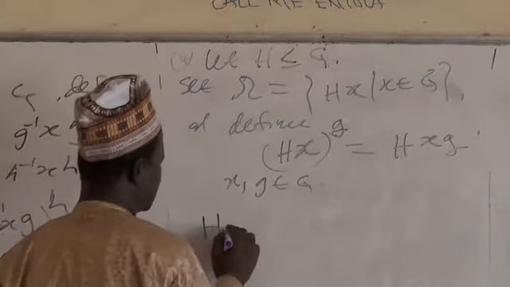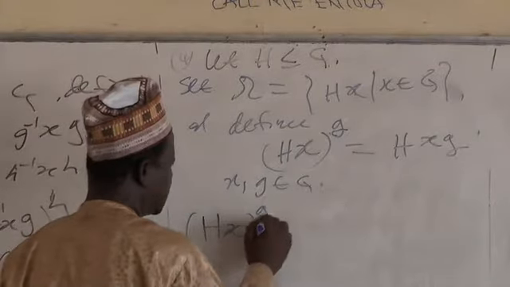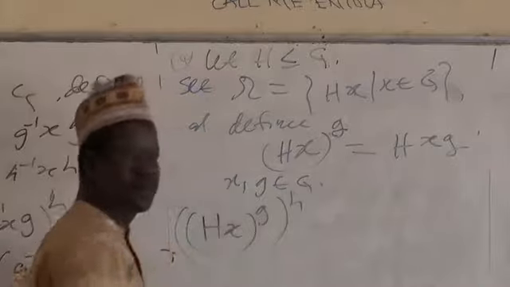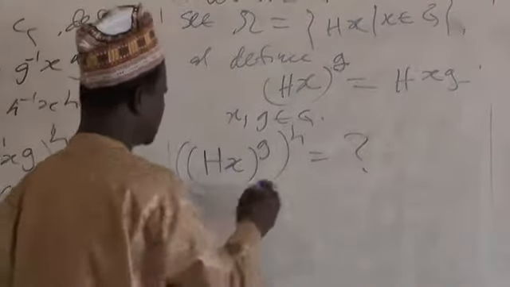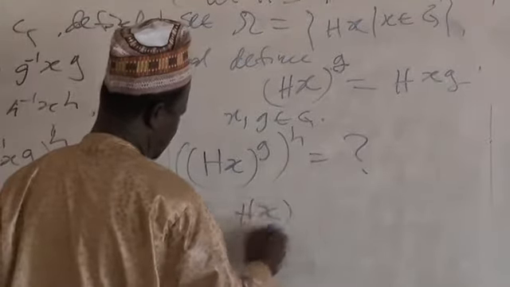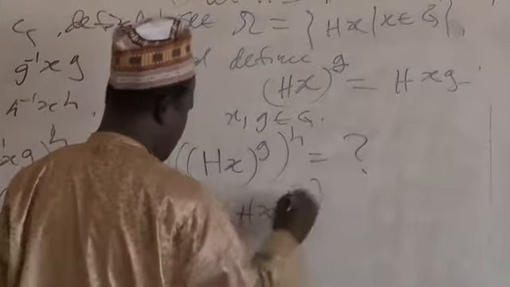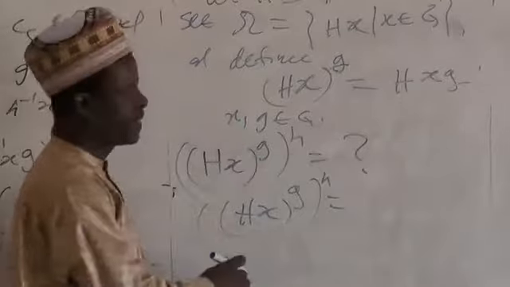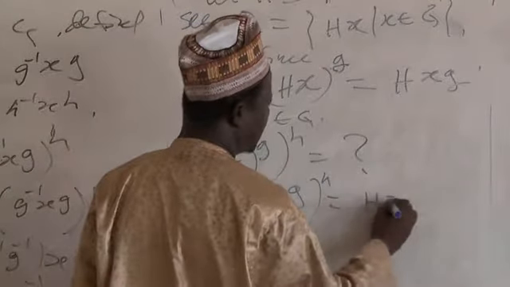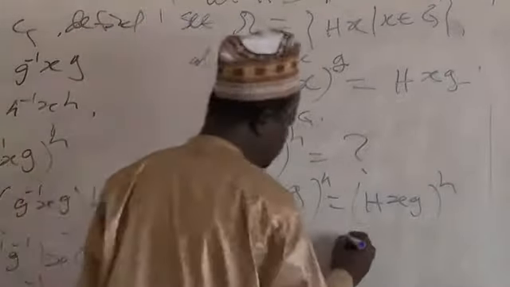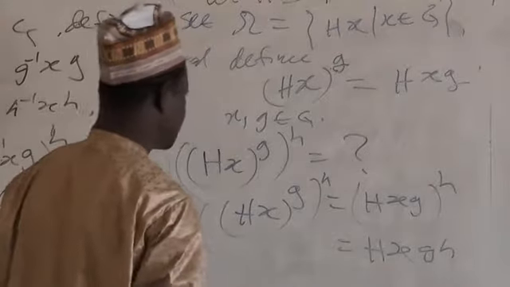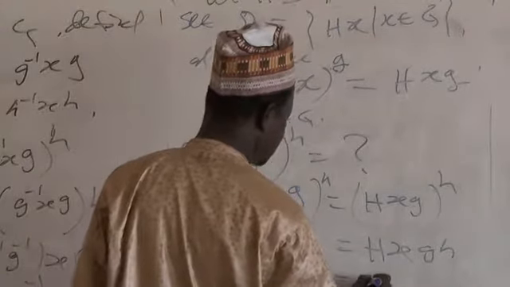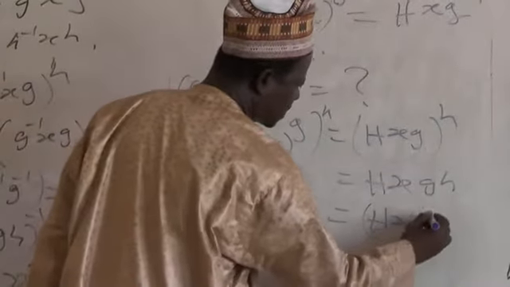What is Hx under g, under h? That's what you investigate to know that. By definition, Hx under g, under h will be Hx under g first. Hx under g will be Hxg, all under h. Isn't it? And by definition, this is going to be Hxgh. So this is equal to Hx under gh.